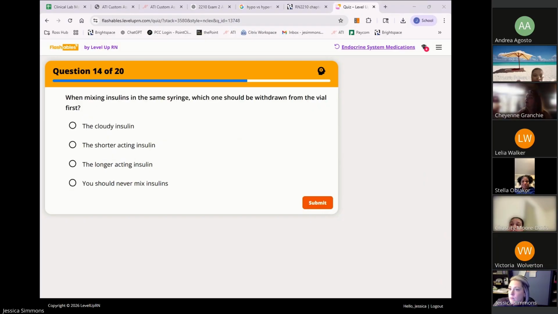When mixing insulins in the same syringe, which one should be withdrawn from the vial first?